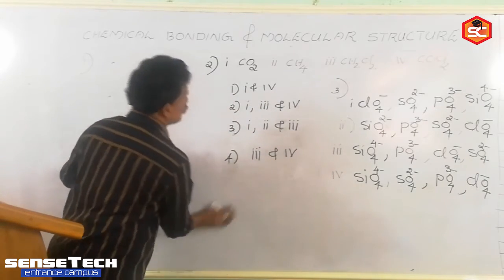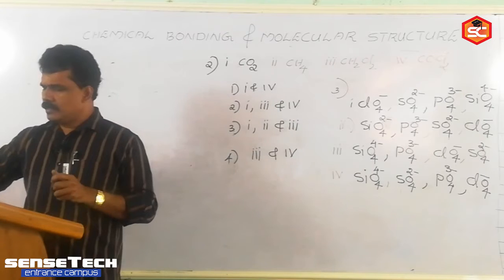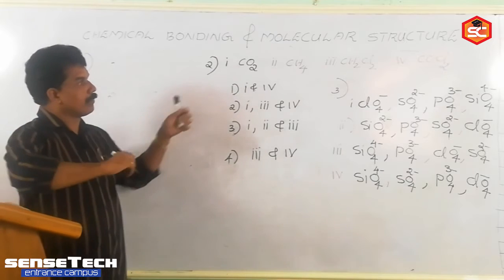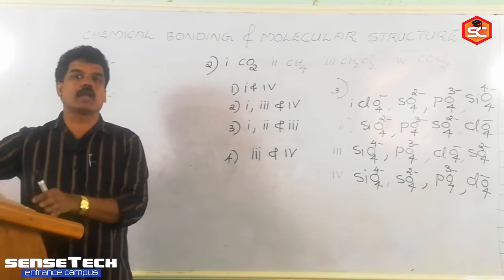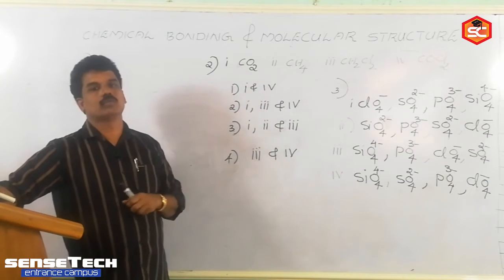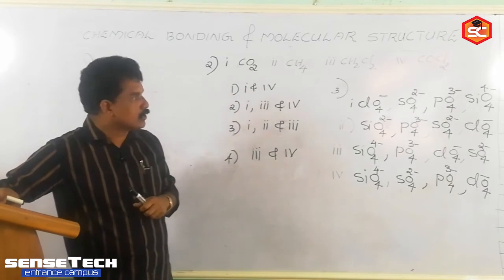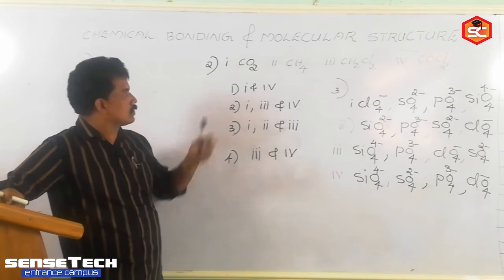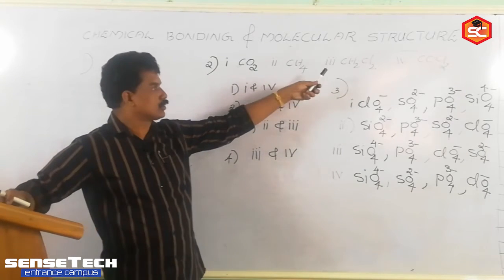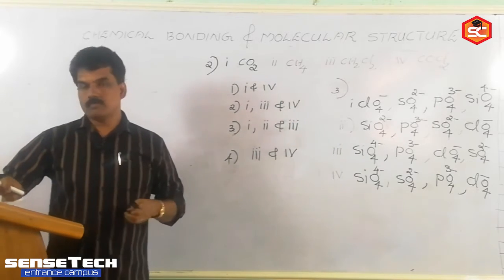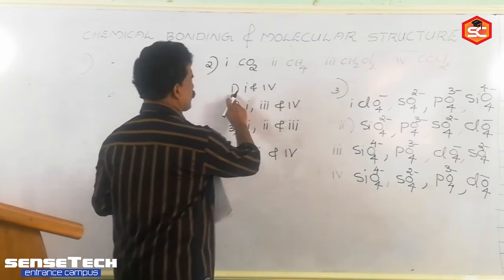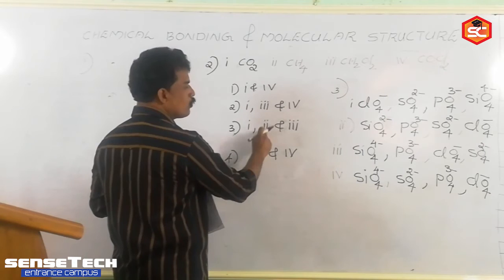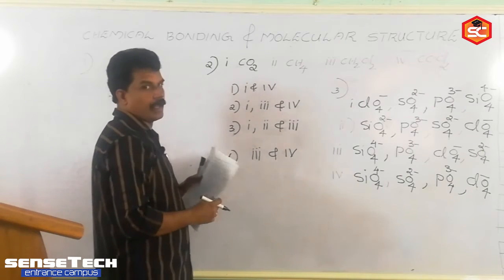And the second question: correct set of species with zero dipole moment. Among the following molecules, which set has zero dipole moment? The molecules given are CO2, CH4, CH2Cl2, COCl2, carbon oxychloride last. Options: first, 1 and 4; second, 1, 3 and 4; third, 1, 2 and 3; fourth, 3 and 4.